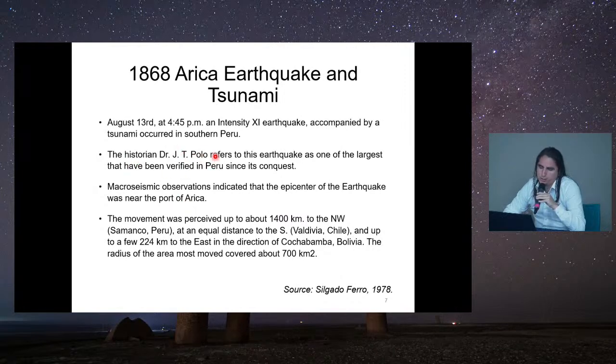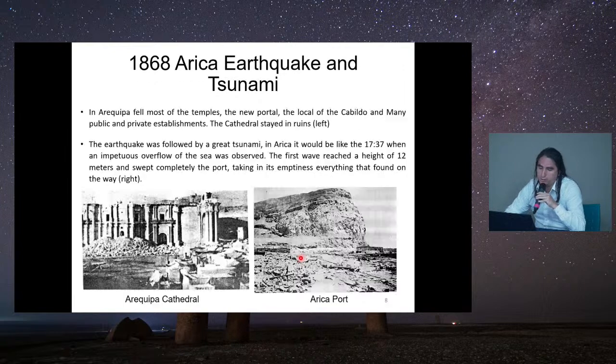Dr. Polo refers to this earthquake as one of the largest that have been verified in Peru since its conquest in the 1580s. Microseismic observations indicate that the epicenter was near the port of Arica, and the movement was perceived up to about 1,400 kilometers to the northwest of Peru in Samanco, and an equal distance to the south, almost up to Valdivia, Chile, and up to a few 200 kilometers to the east in the direction of Cochabamba, Bolivia. So as you can see, this earthquake was felt almost 700 kilometers around. It was a huge earthquake.